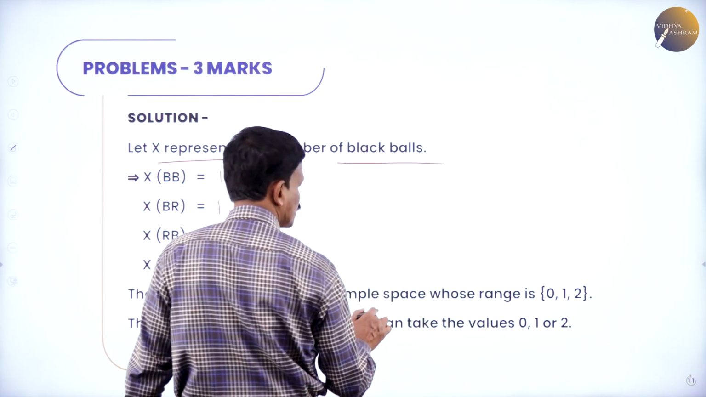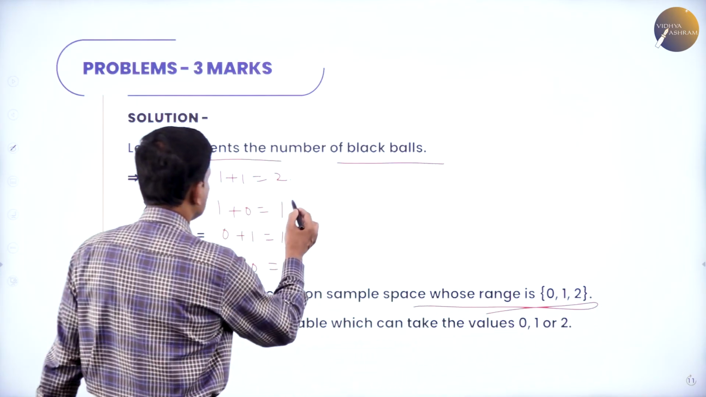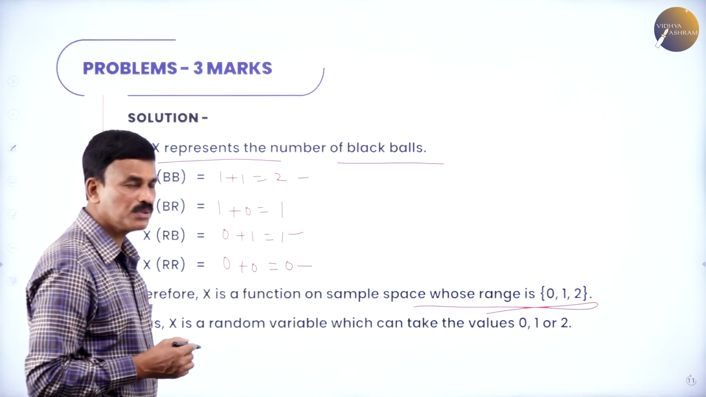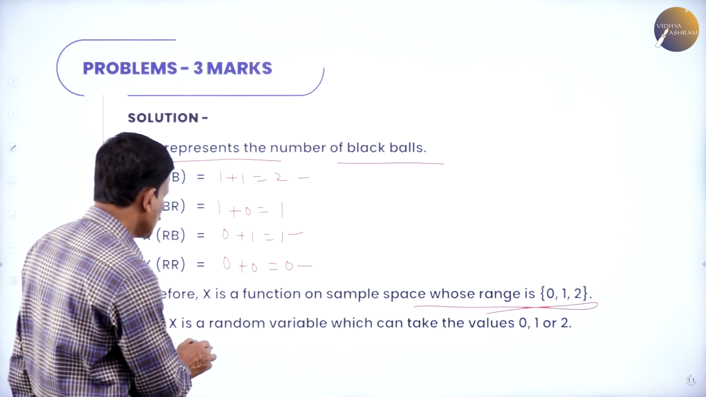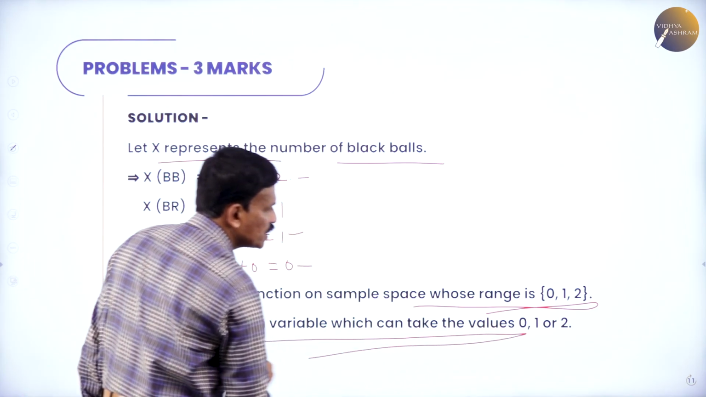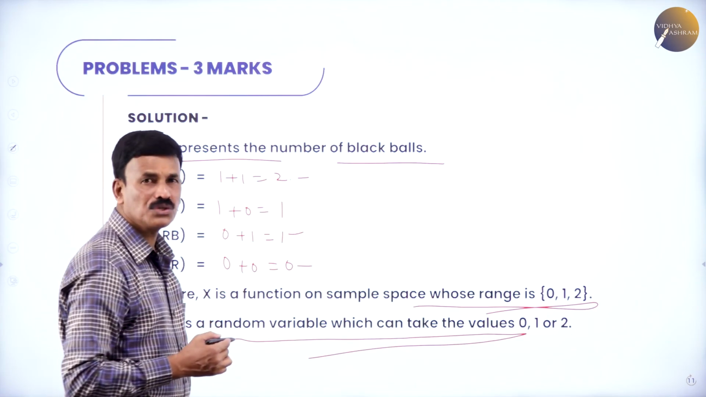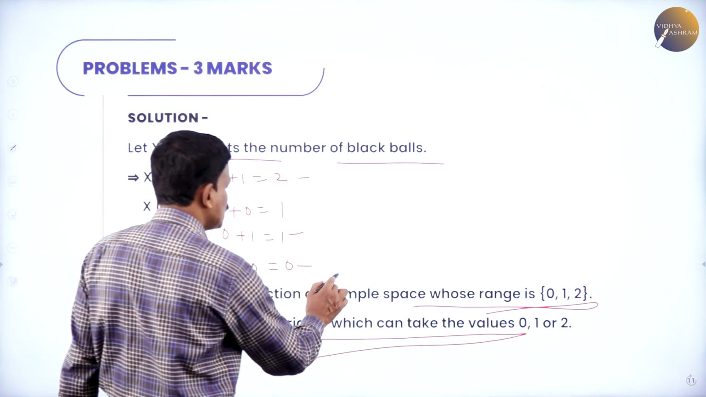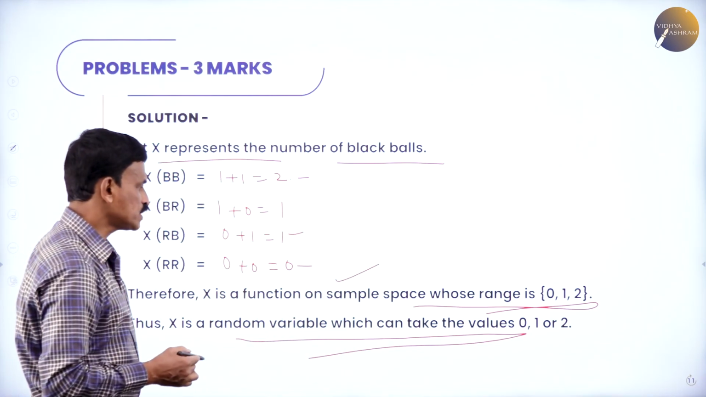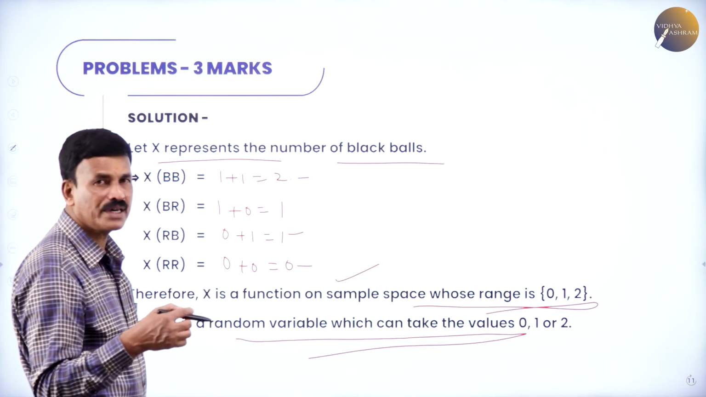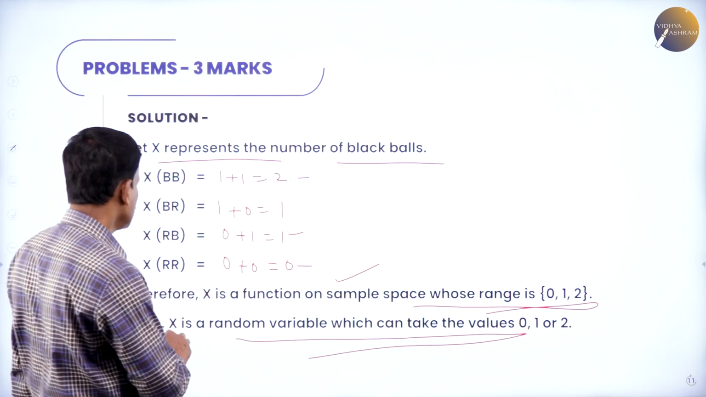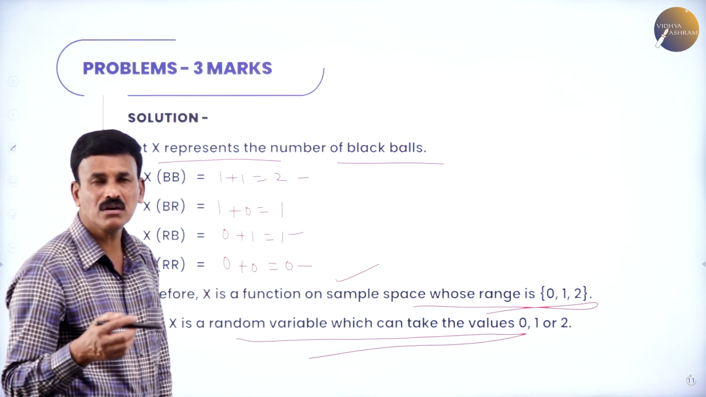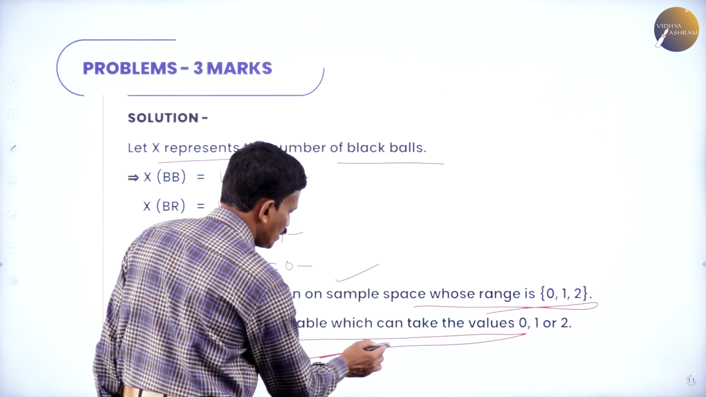Therefore X is a function of the sample space whose range is 0, 1 and 2. Thus X is a random variable which can take the values 0, 1 or 2. So hence the required answer is, X is a function of sample space whose range is 0, 1, 2. And the second answer is, X is a random variable which can take the values 0, 1 or 2. This is the required answer.